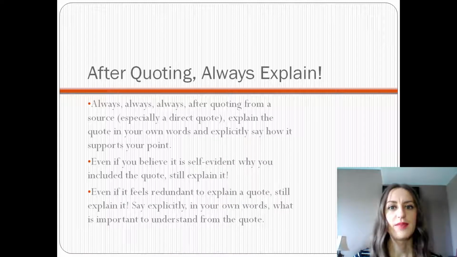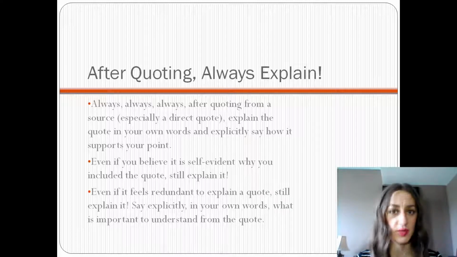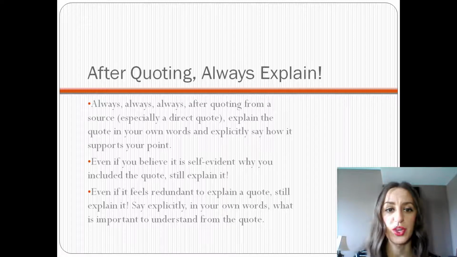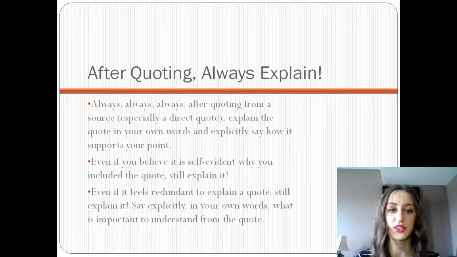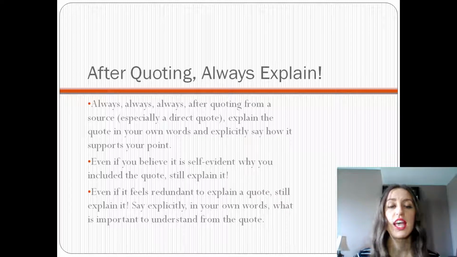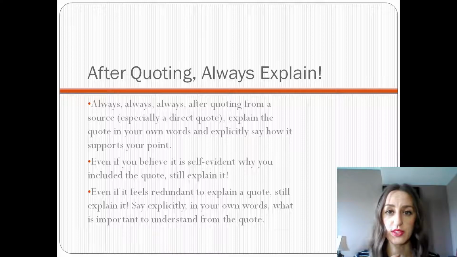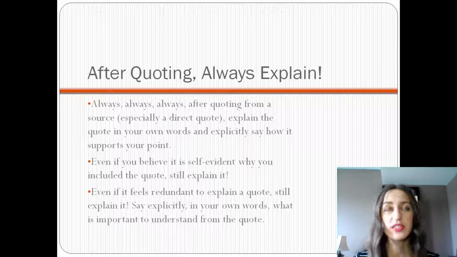And then I mentioned this in lecture 3, talking about how to do good body paragraphs, and we're going to talk about it again here because this is so important. Always, always, always, after quoting from a source, especially a direct quote, but really any sort of paraphrasing, any sort of referencing of your source, explain the quote in your own words and explicitly say how it supports your point, right? It's really important to do this.